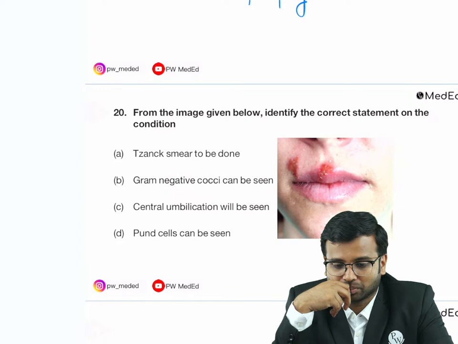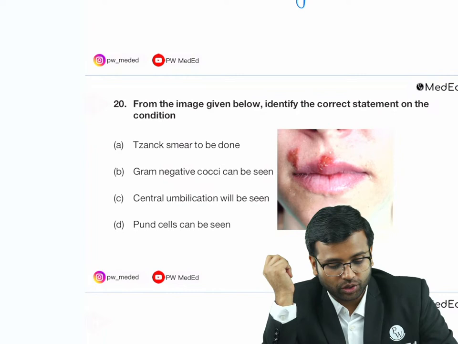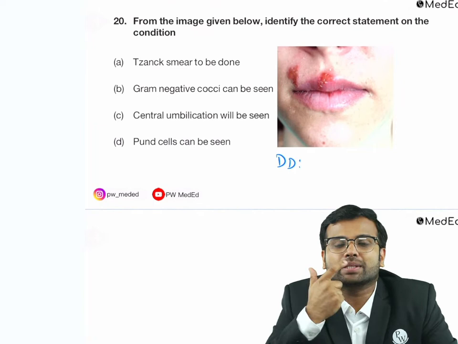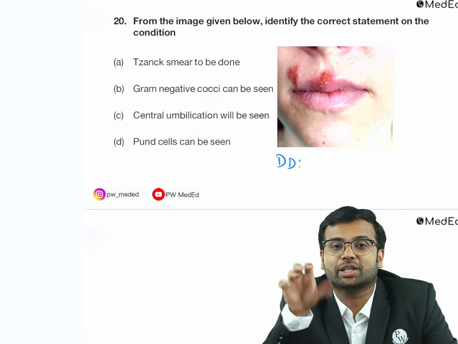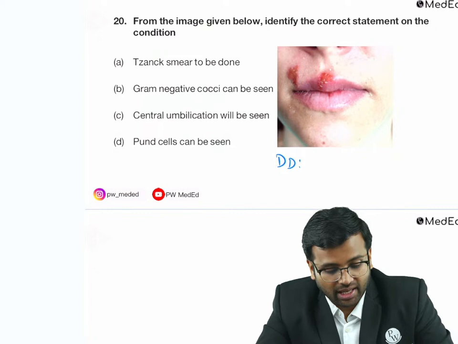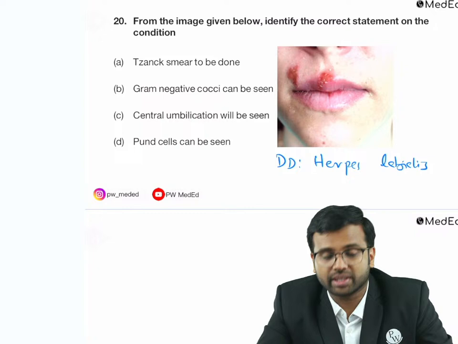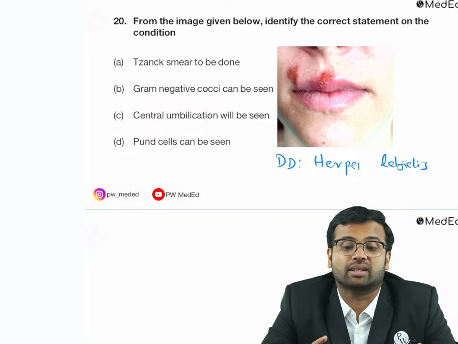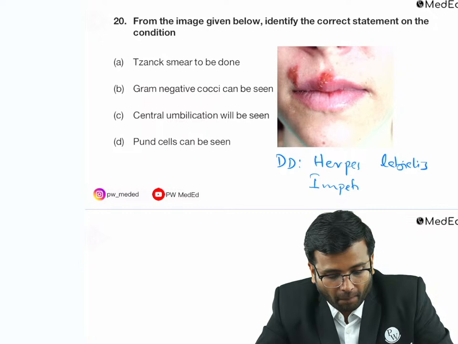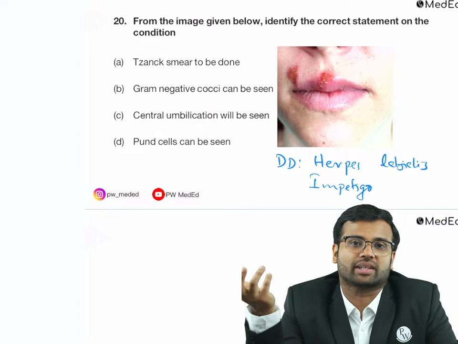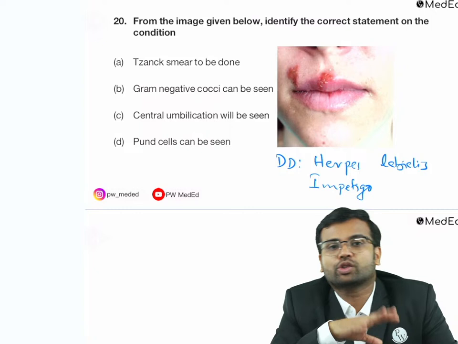So here the differential diagnosis would be, let us say that one of the differential diagnoses is, there may be some grouped vesicles which must have ruptured. And in which condition do you see these grouped vesicles? You can see these kind of grouped vesicles in herpes labialis. One of the other differential diagnoses you should always consider whenever you get these kind of lesions is going to be impetigo, with the golden yellow honey colored crust. Fine. So one is a viral infection, the other is a bacterial infection. So both these can be a differential diagnosis if you are just looking at this image.